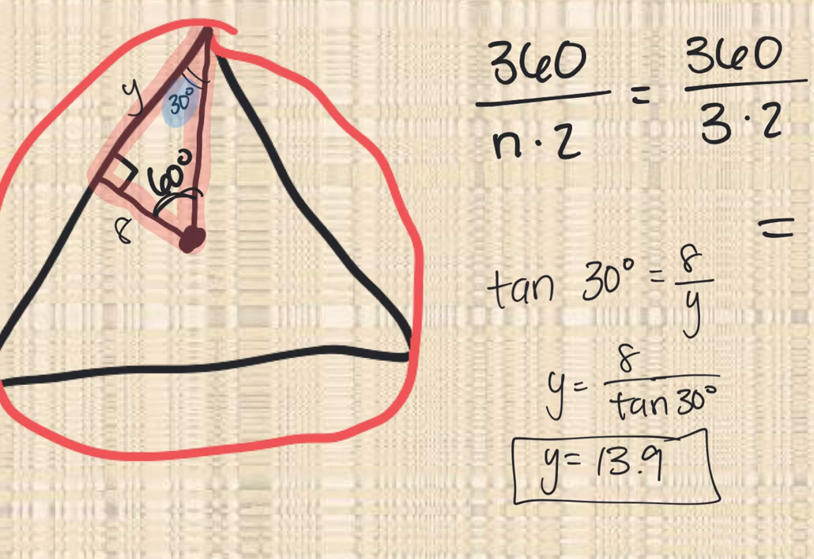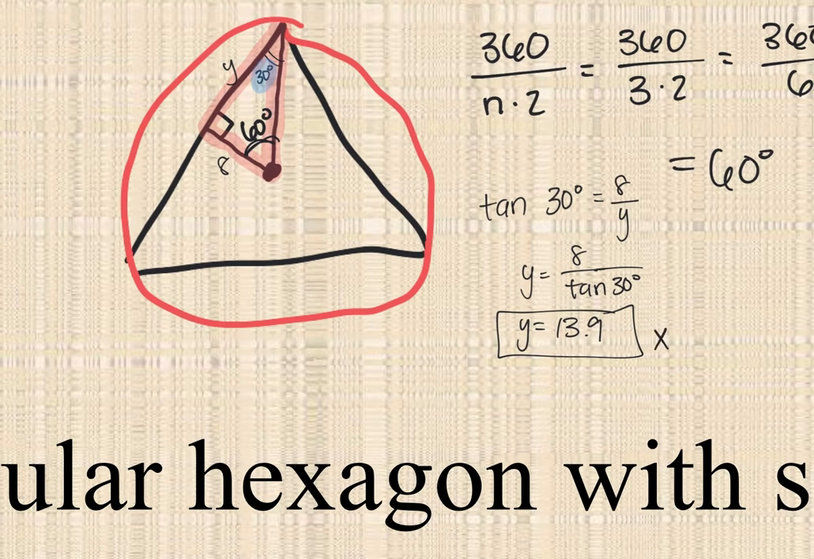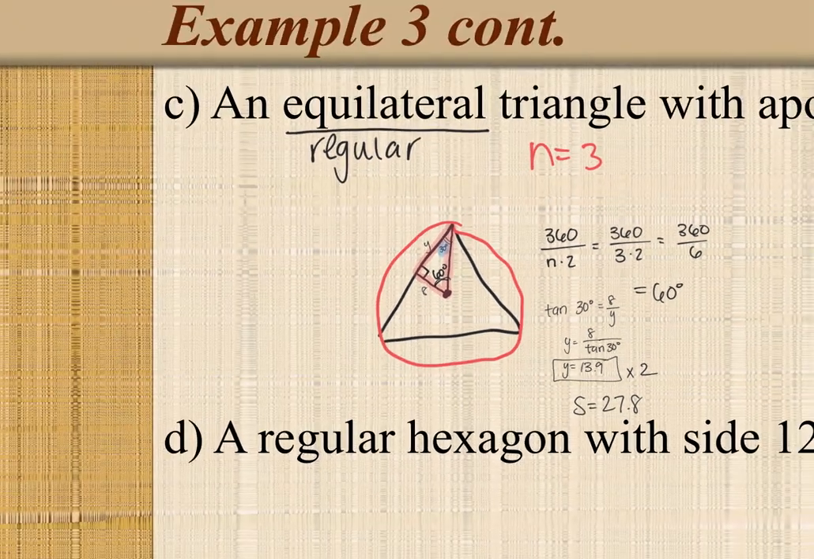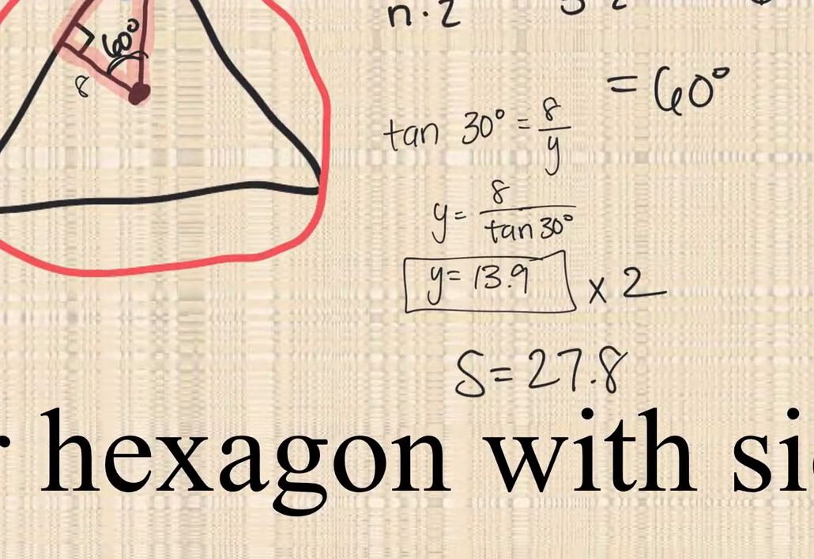But that is not the length of the entire side. You have to take that and do what with it? Multiply it by 2. So we're going to get that the entire side length is 13.9. Take that value, multiply it by 2. 27.7 or 0.8. Yes, because if you rounded it, you should get 27.8. We don't have units, so we're just going to label it units.